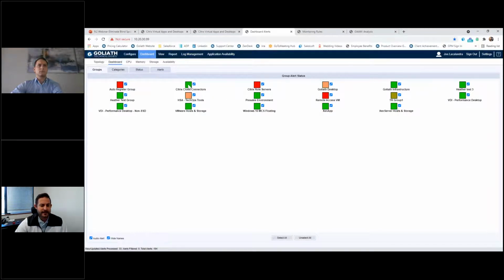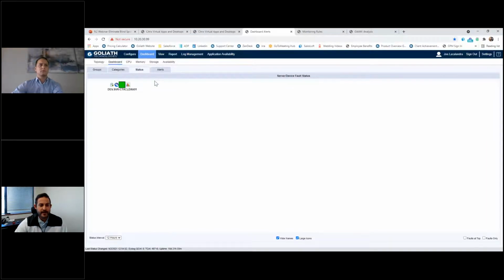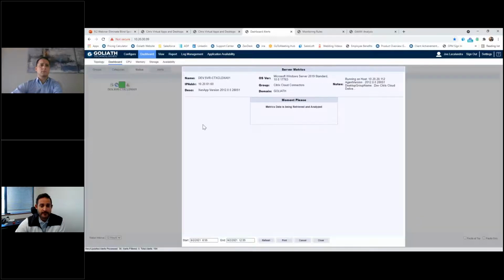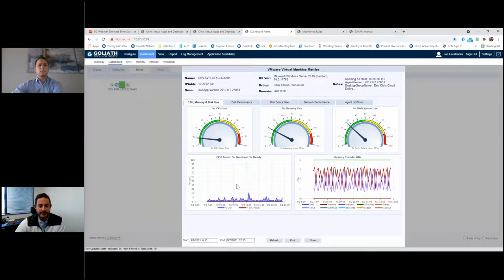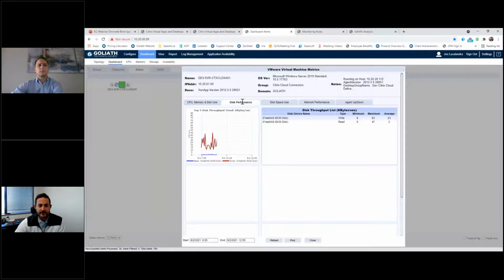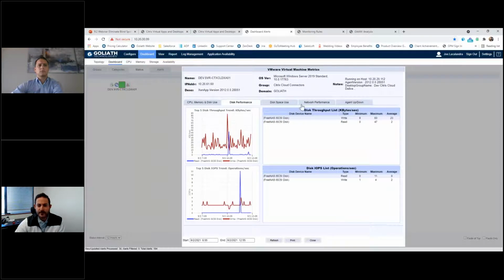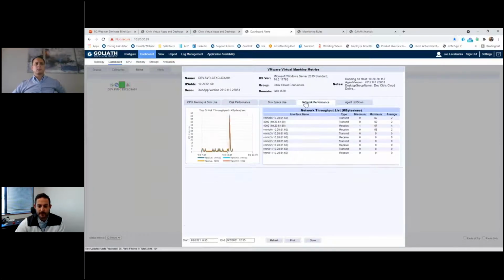And I can see my cloud connector group right here. I can drill in specifically to those cloud connectors and take a look at each individual cloud connector and understand two things. One, the health of the cloud connector, by clicking into the specific metrics to see things like CPU, memory, disk utilization, and be able to trend that both real time and historically. Dive in deeper into disk performance, disk space, network performance.